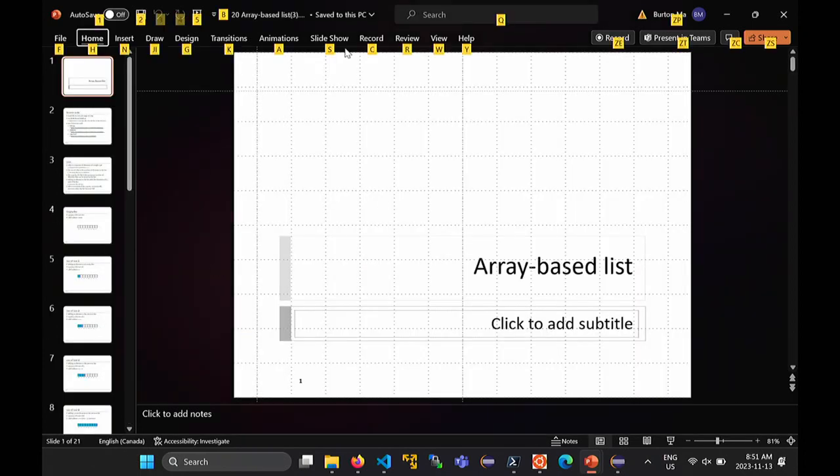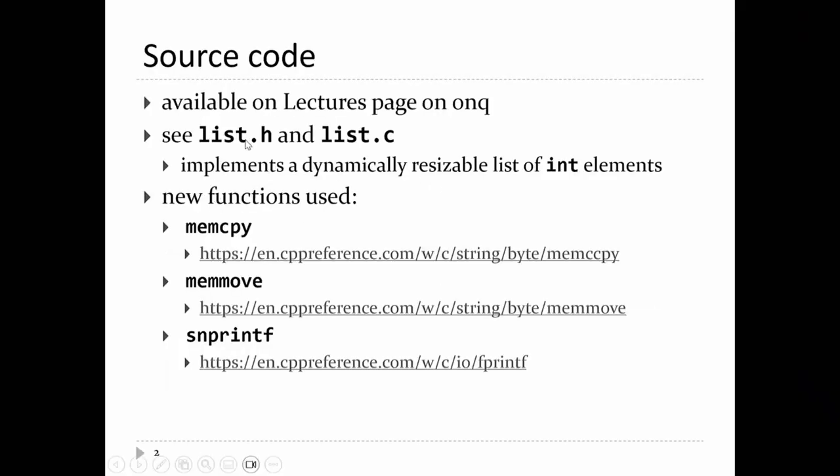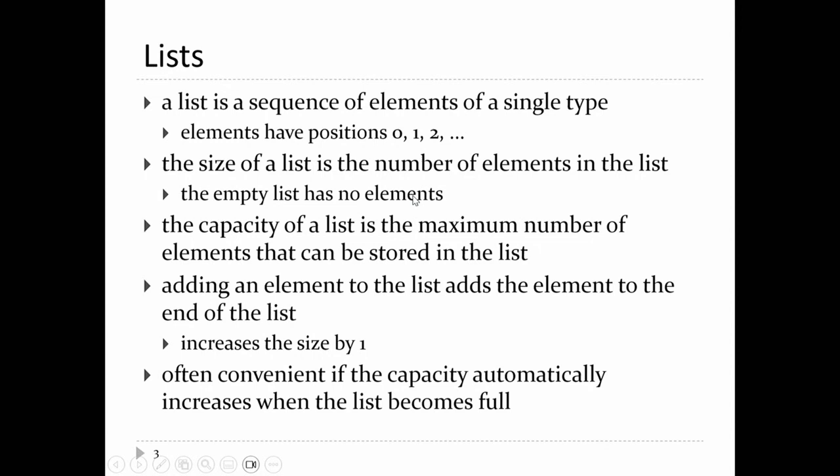Right, so we're going to do an array-based list. The source code is on OnQ. There's a zip file that you can download from the lectures page. All right, so I'm just going to quickly review what a list is, and then we'll get into the implementation.